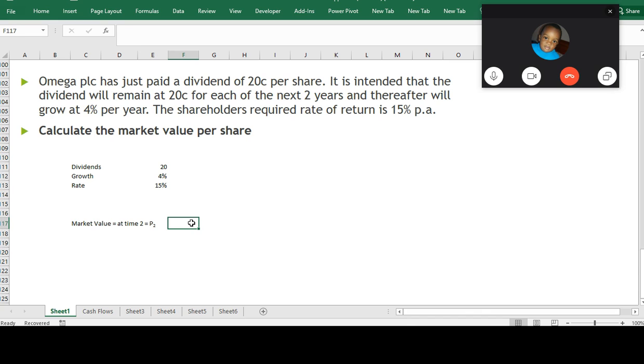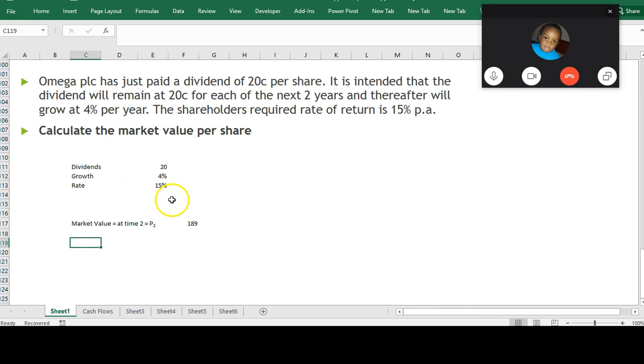Here we know already what it is. It is the dividend times open bracket 1 plus the growth, divided by the rate of return minus the growth, which gives us basically 189 cents. That's the market value at time 2.